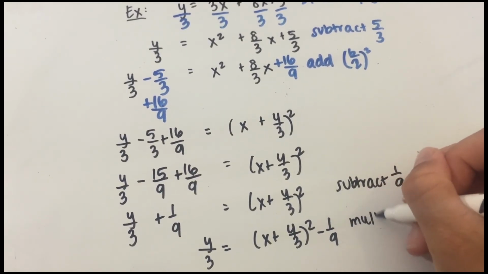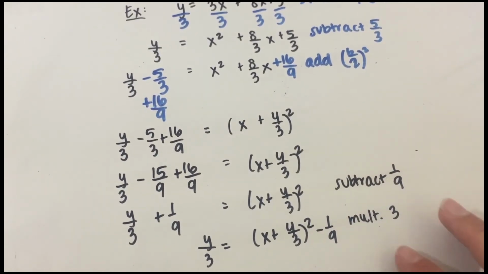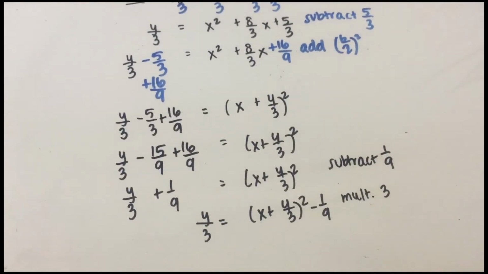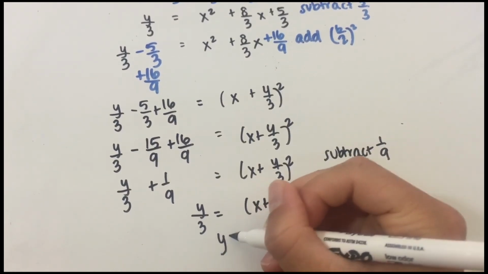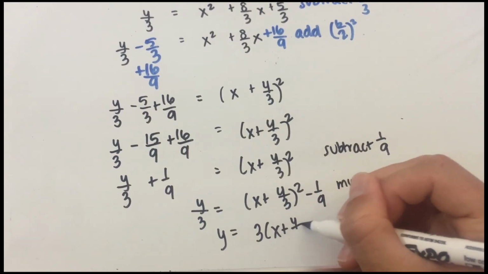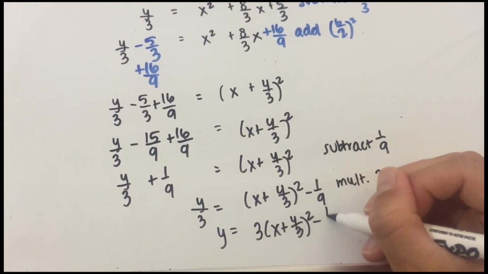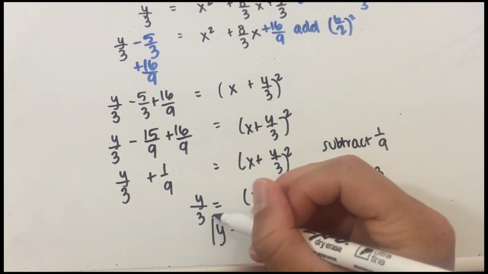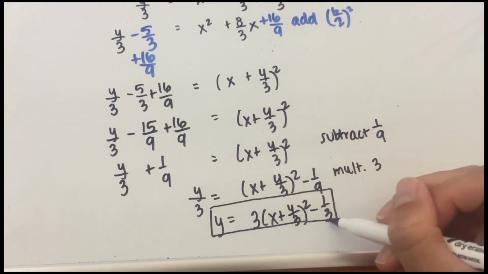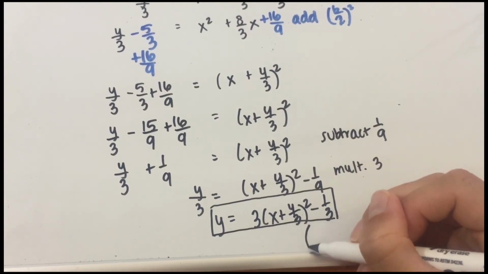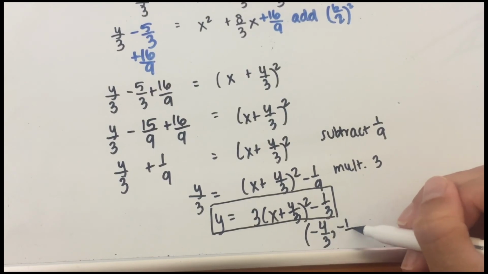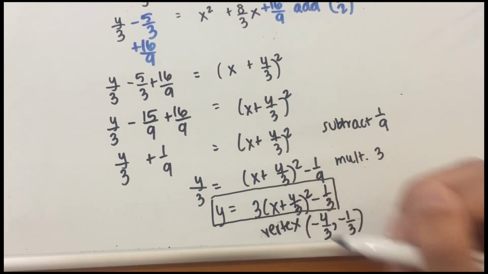Now you're going to want to multiply 3 to each side to get y on its own. Now I will get y equals 3 times x plus 4 over 3 squared minus 1 over 3. So this is my equation in vertex form. And now I can easily see that my vertex is negative 4 over 3, comma, negative 1 over 3. And that is your final answer.